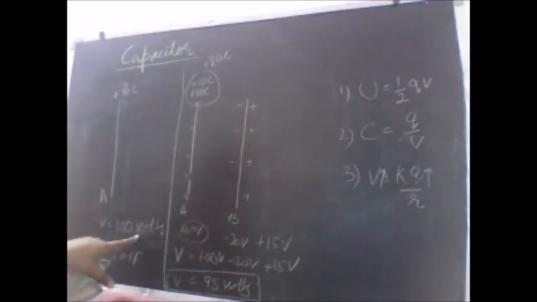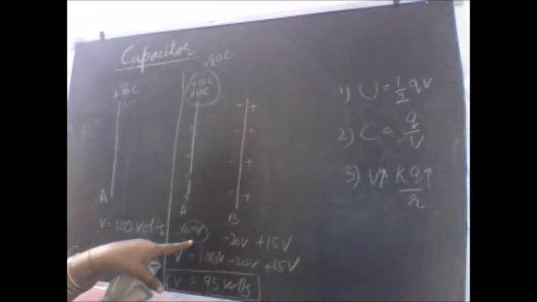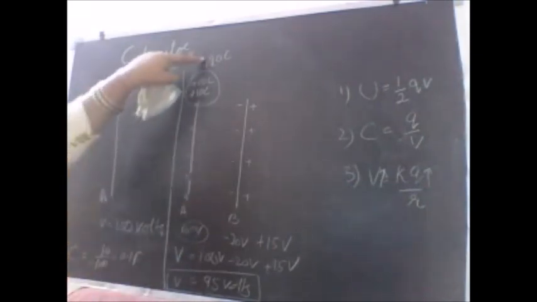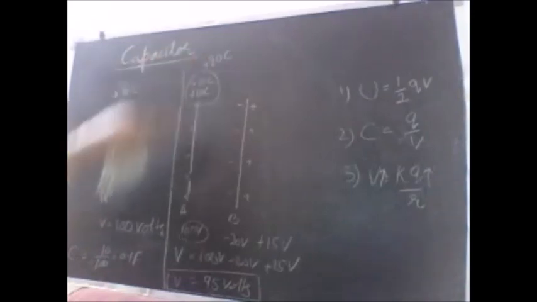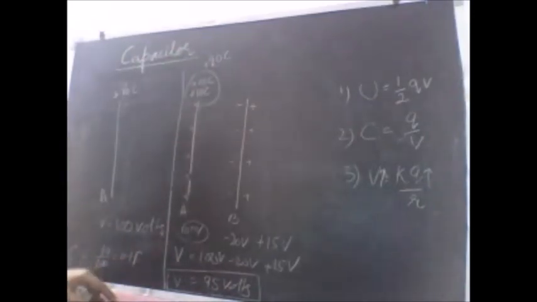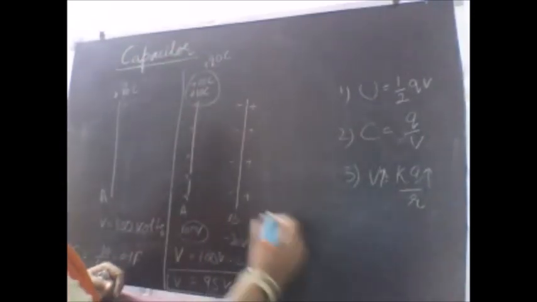Here too the potential was 100 volt. Here too I am trying to keep the potential at 100 volt. In order to keep the potential the same, I am increasing the charge. So what will happen to the capacitance? Let us calculate the capacitance very quickly.